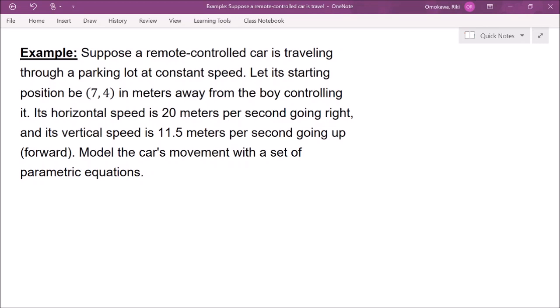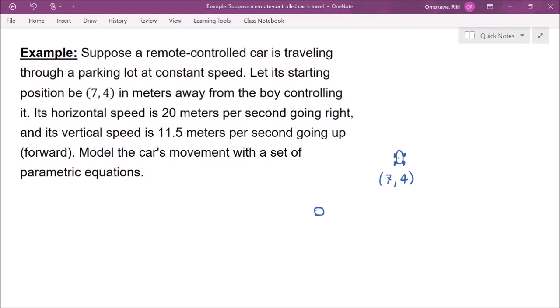So first of all, notice that in this situation, we're kind of dealing with a top-down situation where we're looking down at the car. So let's say, here's the car. And it's at position 7,4. You know, like maybe the boy is here. And it's 7 meters to the right and 4 meters up or forward. And notice that the movement is broken down into horizontal speed and vertical speed.